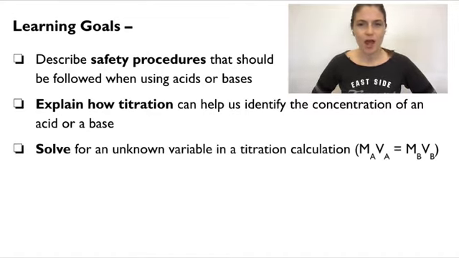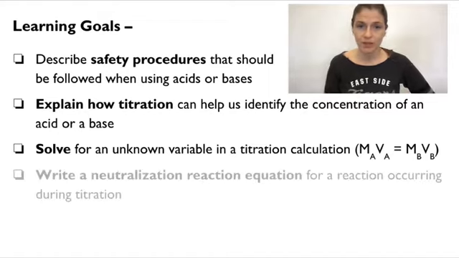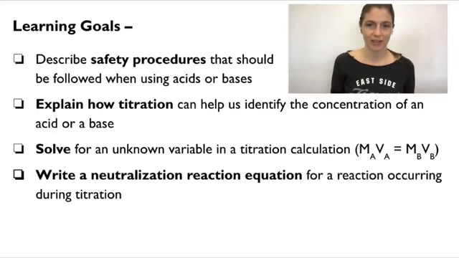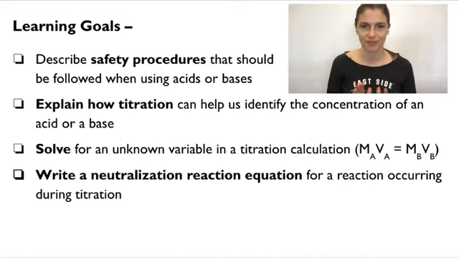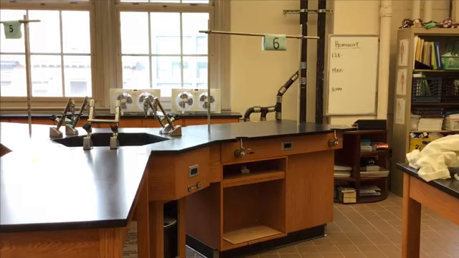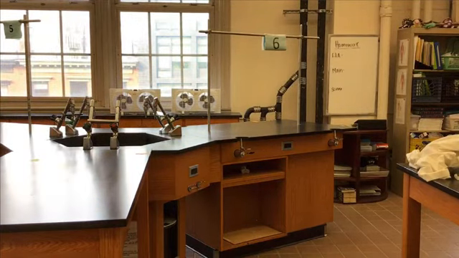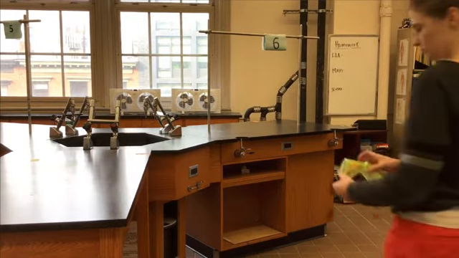to solve for an unknown variable when doing a titration calculation using the equation MAVA equals MBVB, where M is molarity and V is volume, and to write a neutralization reaction equation for a reaction that occurs during titration. Let's get to it. Let's start by thinking about the safety precautions we'll want to take.